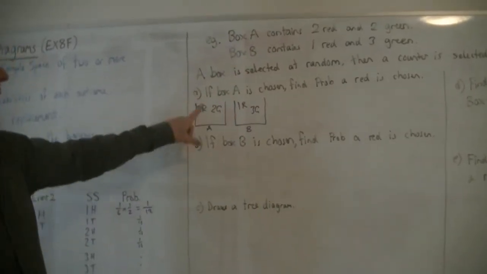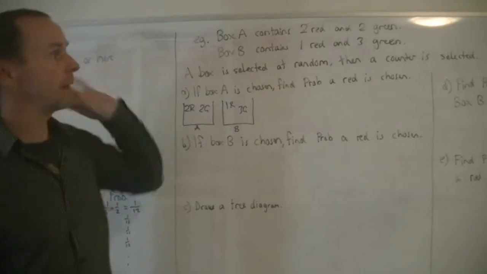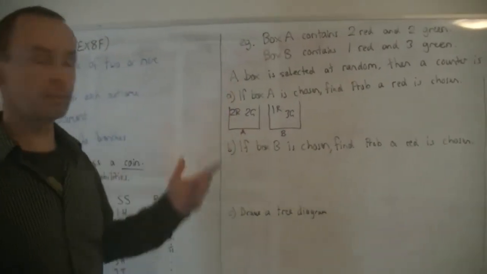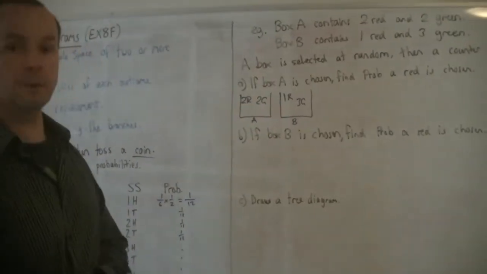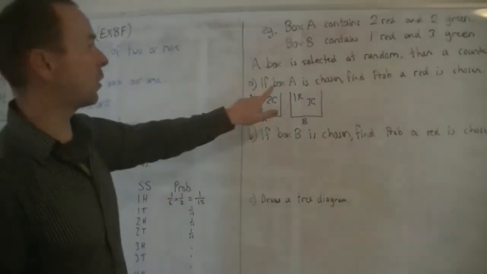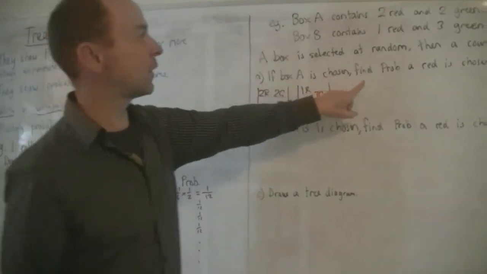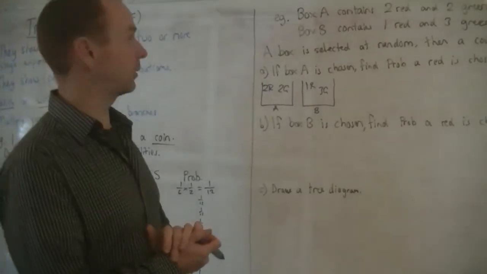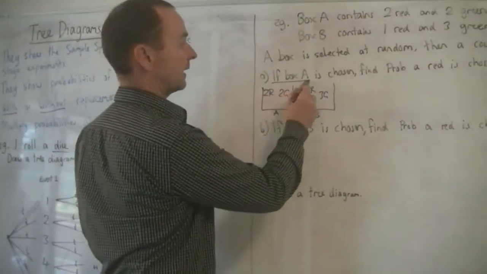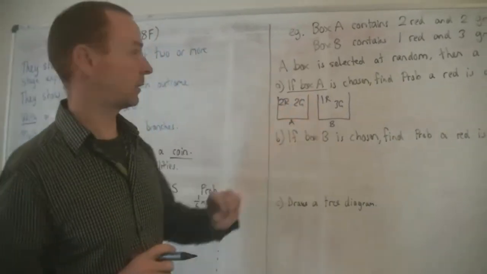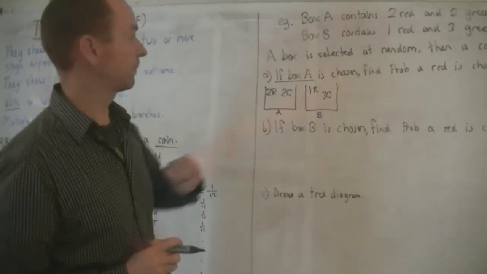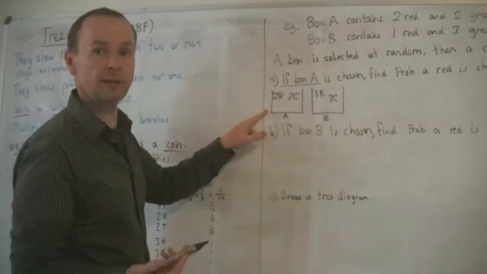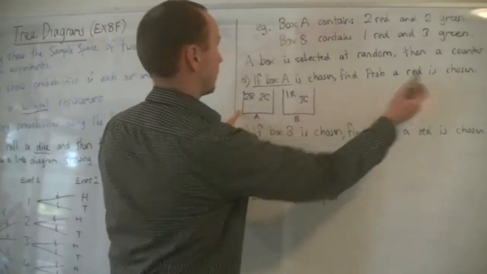Excellent. So that's our situation there. A box is selected at random, and then a counter is selected. So we either pick A or B randomly, and then we have to pick one counter out of them. The first one says, if box A is chosen, find the probability that a red is chosen. So this is like conditional probability. The condition is that box A is chosen. So we don't worry about box B at all. We're just looking at A this time, and you've already done an exercise on this. Find the probability that a red is chosen.